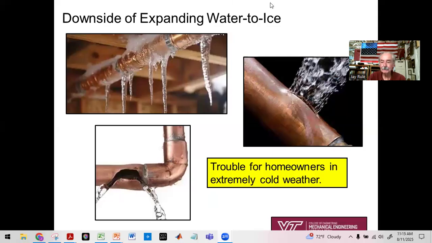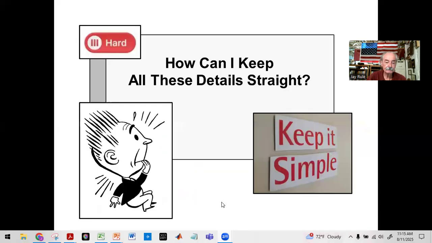There's a downside to ice being less dense, or having a bigger specific volume than water, isn't there? For those of you who are homeowners or have rented property, in very cold weather, you may have experienced copper pipes bursting when the water inside the copper freezes. So that's a real downside of ice expanding as it gets colder and becomes ice from water. Wow, so this is a hard part. How can I keep all these details straight? I have thrown a lot of details at you in a small amount of time. Okay.